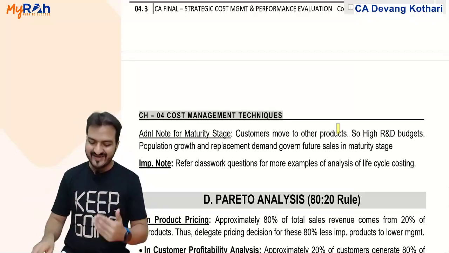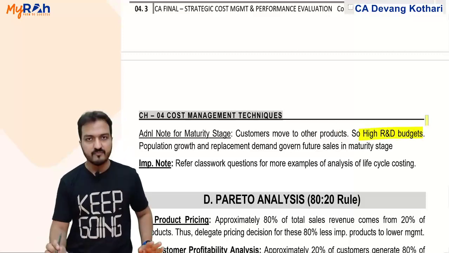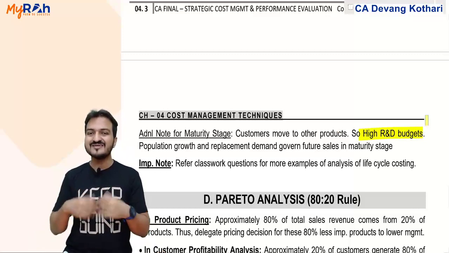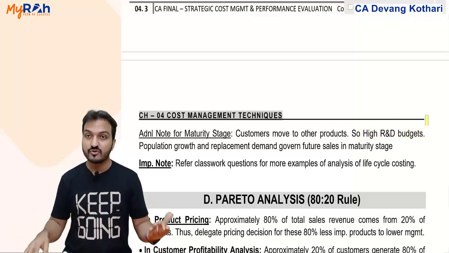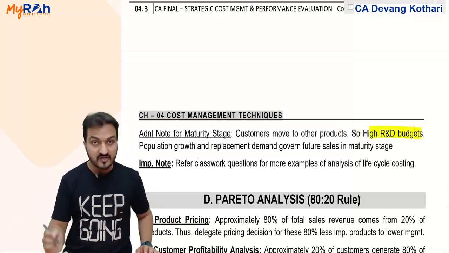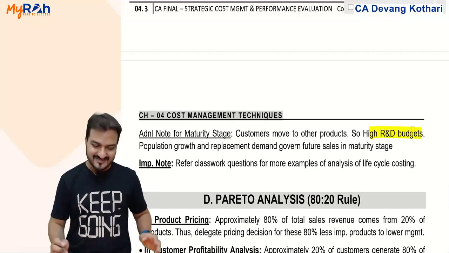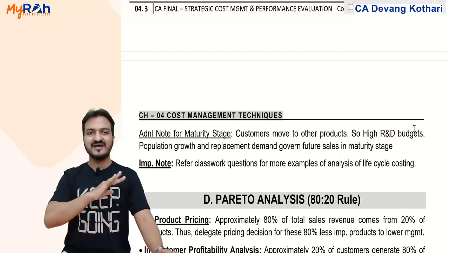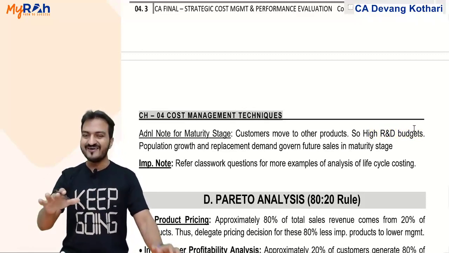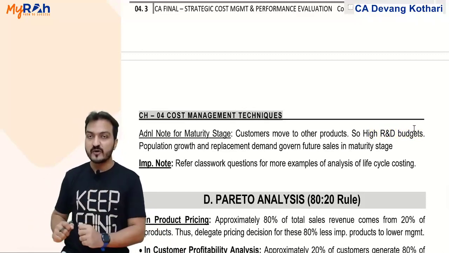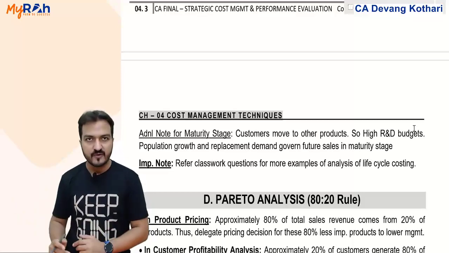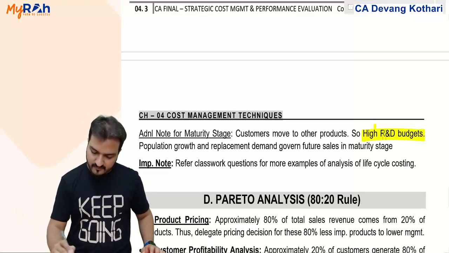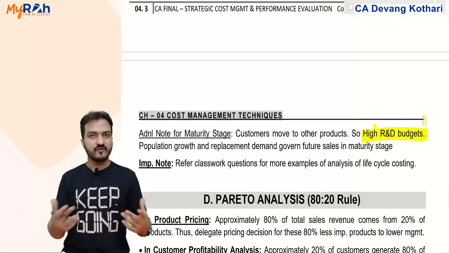So you also need to have very high R&D budgets, research and development budget, because you need to discover new products. During maturity stage, you have already achieved maximum profitability. You have earned enough profits. Use this money, this accumulated profit, for research and development so that you can discover new products.